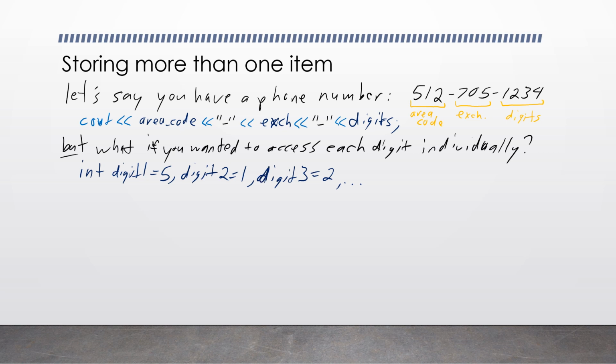And then if we wanted to print even just the area code, we'd have to cout digit1, digit2, digit3. We'd have to explicitly list each individual digit. There's no way to loop through them. There's no way to automate this process. And heck, we're using a computer. Don't we want ways to automate things?